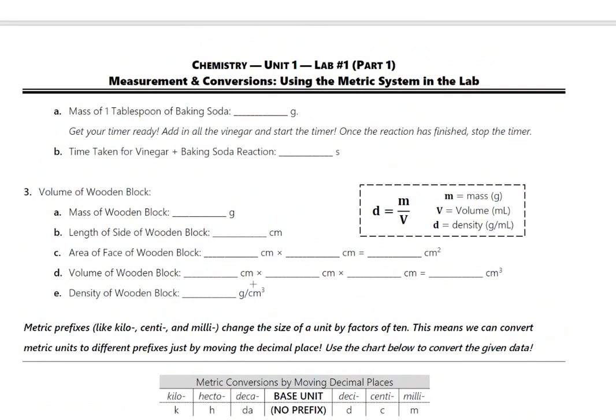Okay, and down here we have some more places where we can put our data. So like the mass of our 1 tablespoon of baking soda, write that in there, 15.7 grams. The reaction took about 1 minute and 3.66 seconds. Okay, or since 1 minute is 60 seconds, you could say 63.66 seconds, something like that.